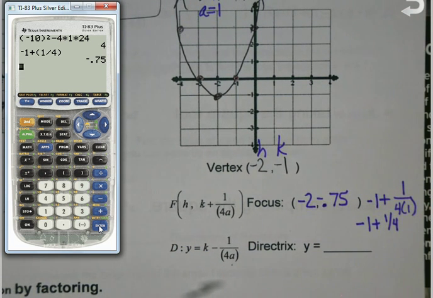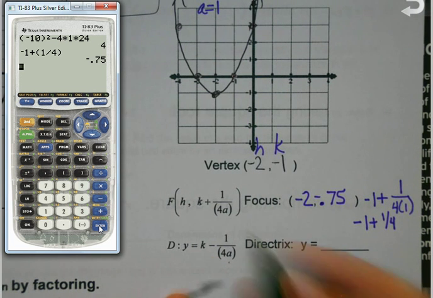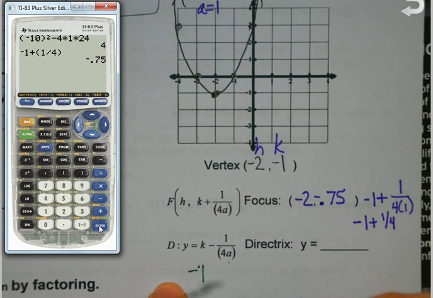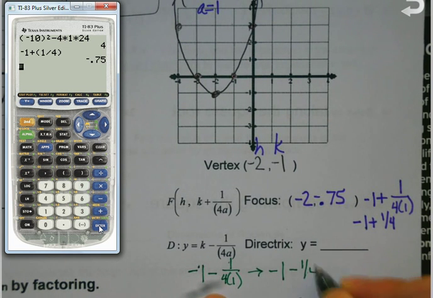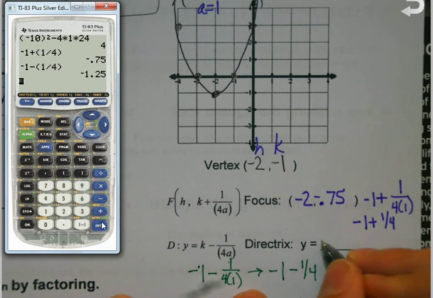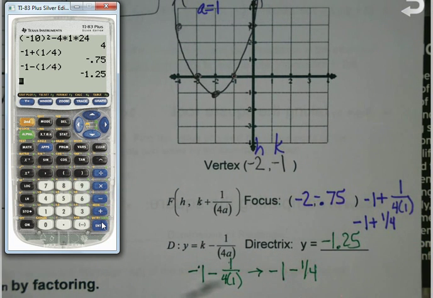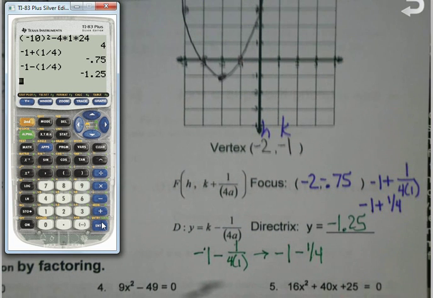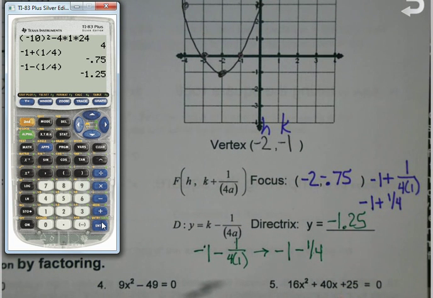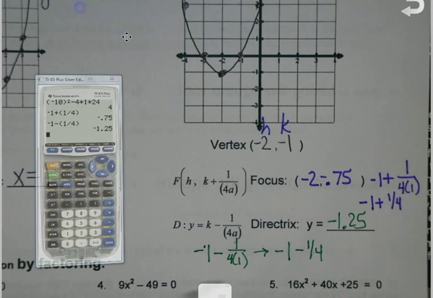When I get to the Directrix, okay, it's k, negative 1, minus 1 over 4a. Or in other words, it's going to be negative 1 minus 1/4. So again, negative 1 minus 1/4. Well, not 145. No, that'd be bad. And I'm set. Again, it's following that in and letting the calculator do the work for me. Shouldn't be anything that's going to be too incredibly rough for me at all. So that'd take care of that part.